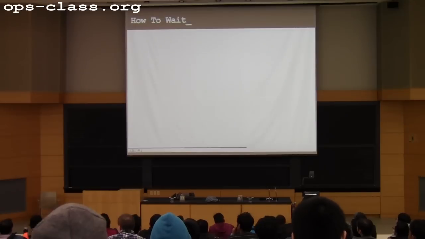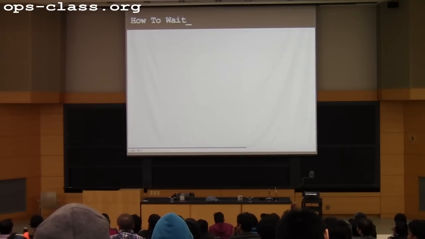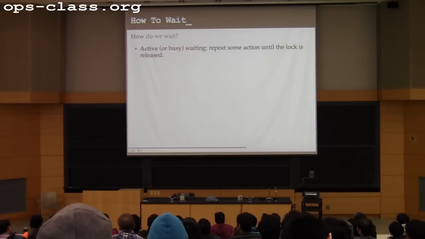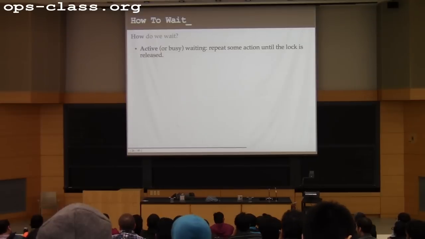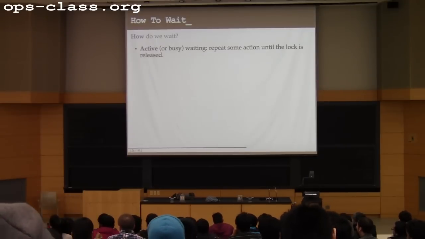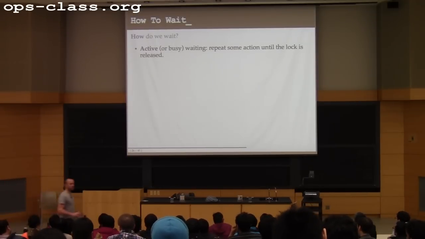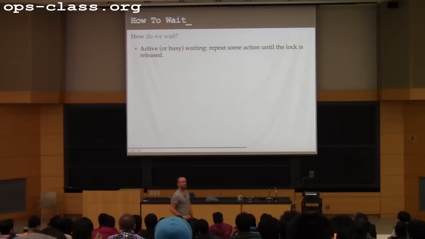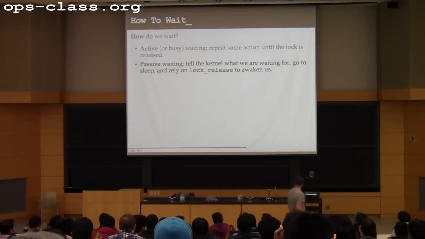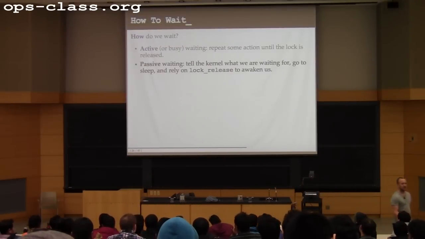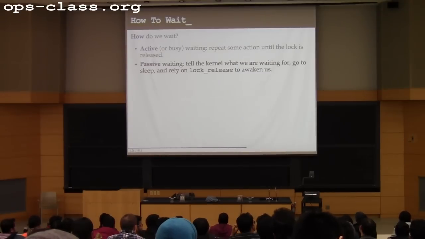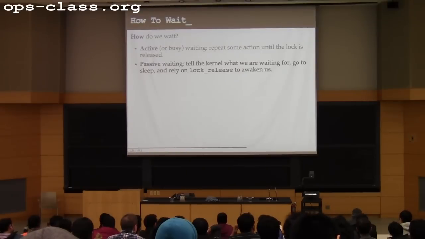Okay, so how do we wait for the lock to become available? The first thing that we presented is this active waiting strategy. I literally repeat some action until the lock becomes available. The action I was repeating was this underlined atomic instruction provided by hardware. The other approach is passive waiting, or sleeping, and this requires more help. This requires the operating system, or the thread library or whatever, to provide me with a little bit more help doing this.